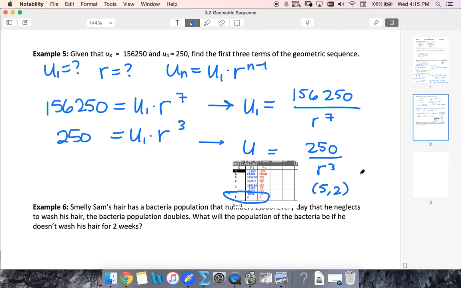That tells me that when my x, and this is what I put in as my x, so that tells me R is 5 and my U1 value must be 2 because I set up my U1 as the y. Once I know those, I can list out my first terms. So 2 is the first one, multiplied by 5 is 10, multiplied by 5 is 50.